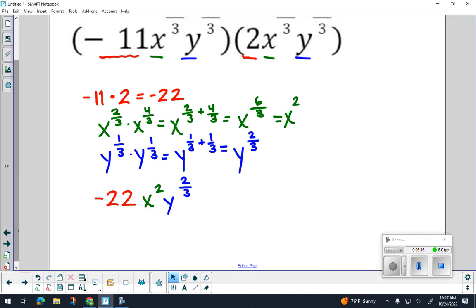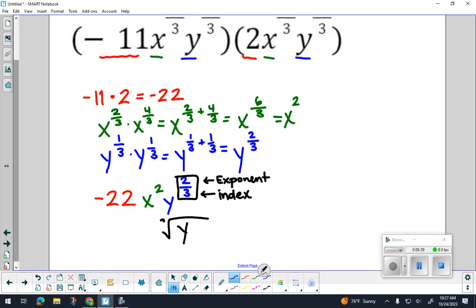Now, here's a little conversation I wanted to have. That's why I threw this one in here. It's because we have been practicing rewriting, hopefully by now. So remember that this is your index, okay? And this is your exponent. So when I get ready to rewrite this, the index is 3 and my exponent is 2. Okay, so that's another way to write this answer that will be equivalent.